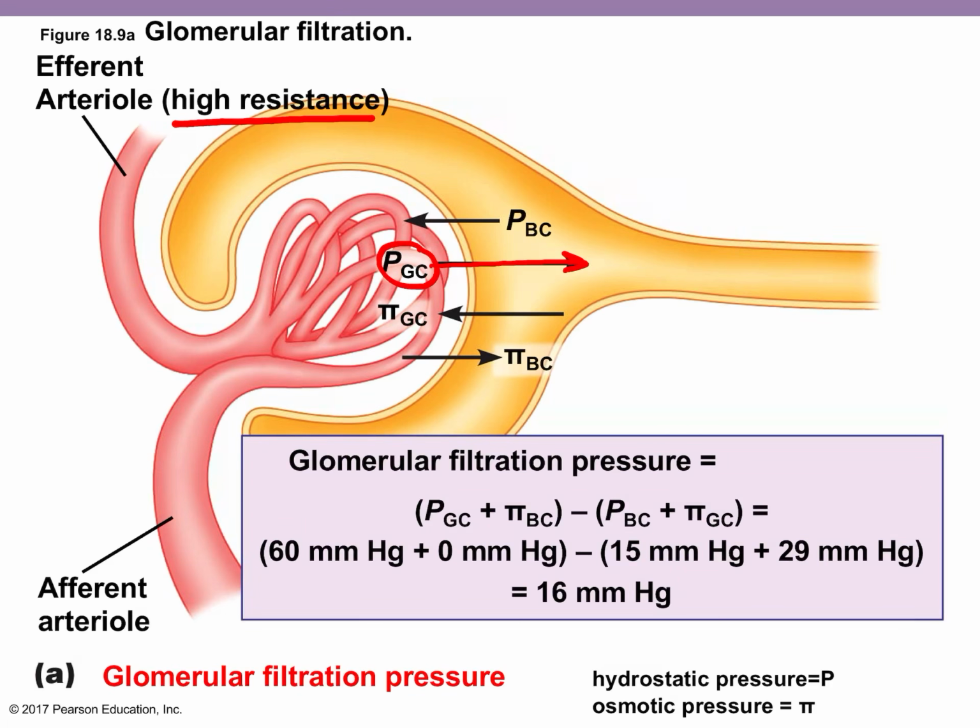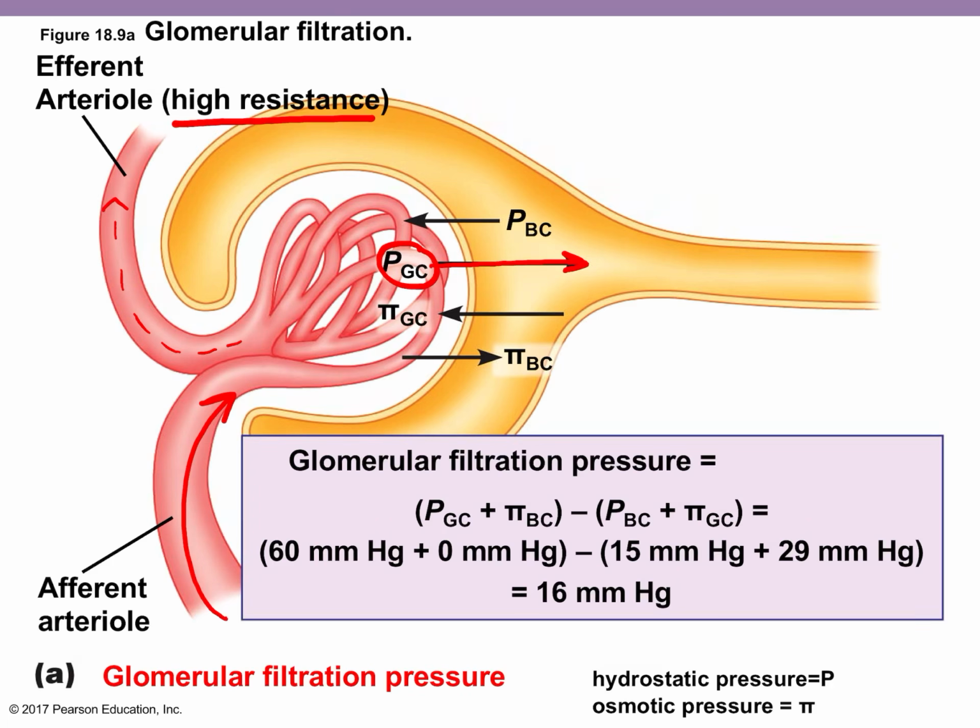And this is going to be high because of the resistance of the efferent arteriole. So this efferent arteriole has high resistance. So you can think of this as being a little bit narrower than the afferent arteriole. So blood has a nice time coming in. A lot of blood comes in, and then it's kind of backed up a little bit. So it's not going to leave as fast as it came in. So that means that the pressure can build up in the glomerulus and push it out.